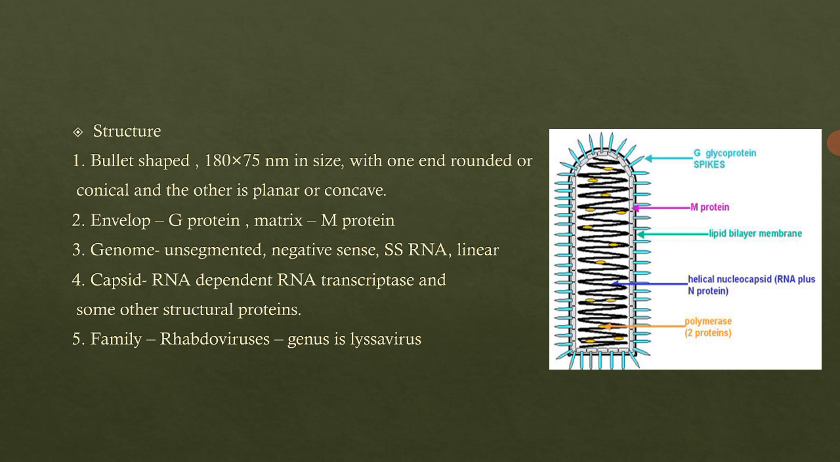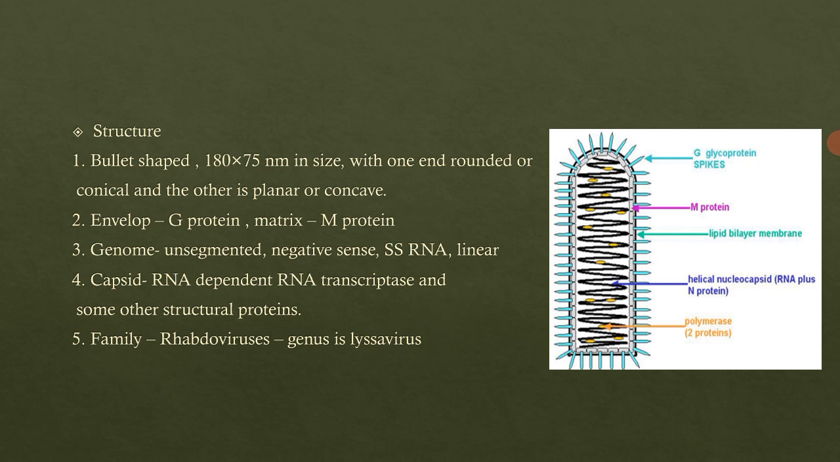So the structure of the rabies virus is bullet shaped. As you can see in the right hand side picture, the shape of the virus is bullet shaped, right? It is 180 by 75 nanometers in size, with one end rounded. You can see the topmost end is the rounded end, and the second end is the planar or concave end. Then it is an enveloped virus.